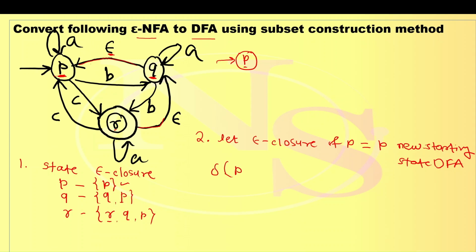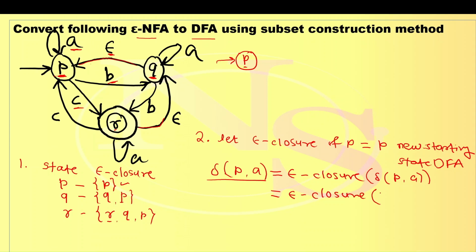For example, transition function of P, for which symbol? Symbol A, symbol B, then symbol C. So P on A, how to find it out? Delta of state P reading symbol A, how does it get calculated? You need to write down the epsilon closure of the same transition function, delta of state P reading A. Write down this epsilon closure as it is.